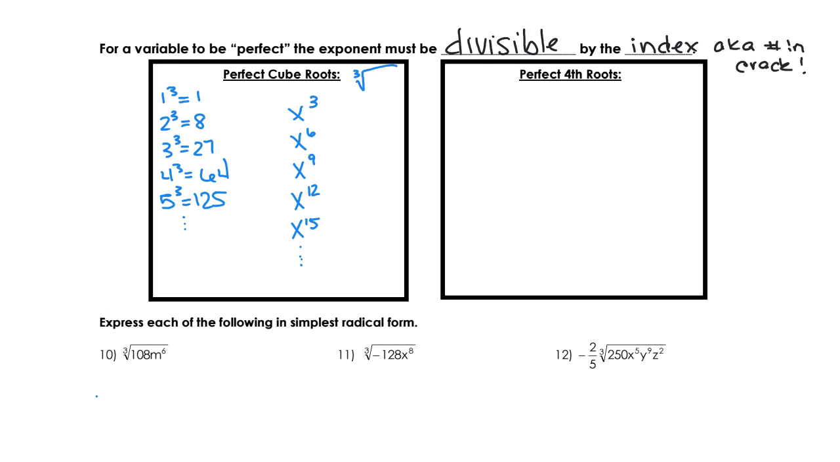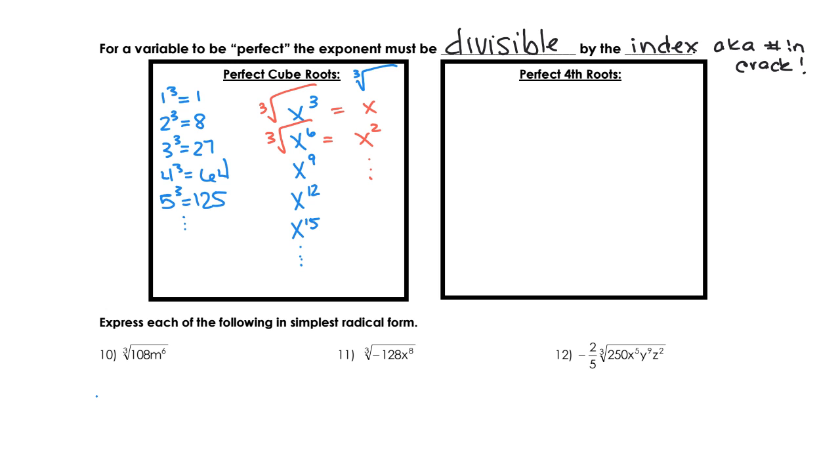So remember that if you take the cube root of x to the 3rd, you would just get x, because there's a 3 in the crack, and 3 divided by 3 is 1, and x to the 1st is just x. If we take the cube root of x to the 6th, 6 divided by 3 would be x squared, and so on. So that's how we will do those lists.